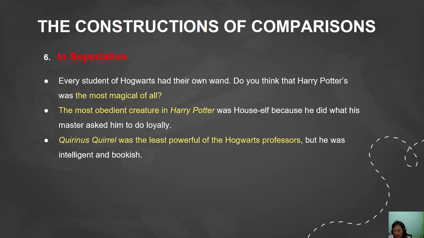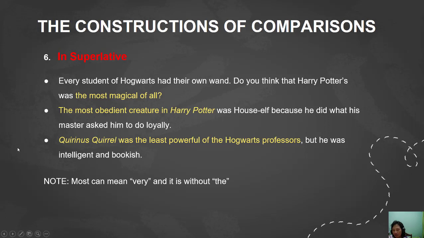It is alright. But the most important, because it is compared among more than two persons or things, you have this of all of the Hogwarts professors, or in Harry Potter novels, in Harry Potter, or you can have it, this is the most obedient creature I have ever seen, I have ever understood, something like that. So to show that it is compared among others.